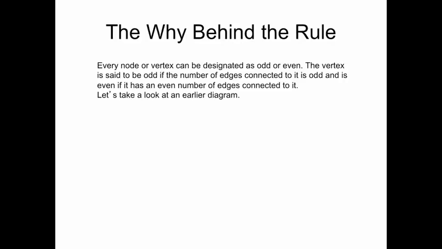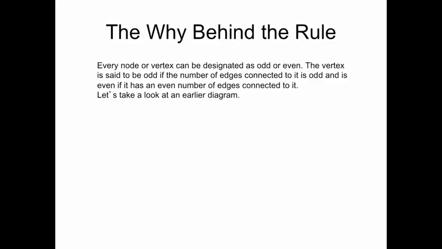Let's take a look at this. You may have discovered the rule. Let's look at the why behind it. Every node or vertex can be designated as odd or even. The vertex is said to be odd if the number of edges connected to it is odd, and it is even if it has an even number of edges connected to it.